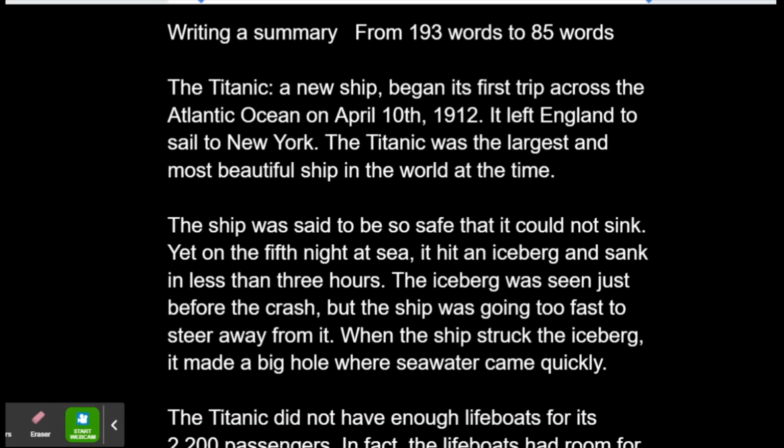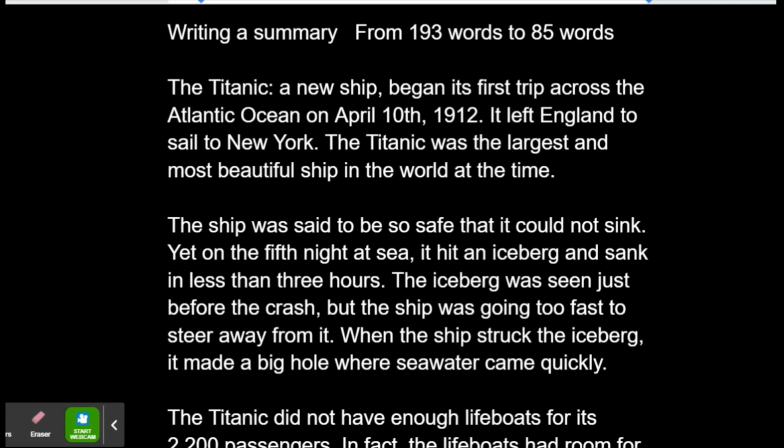The Titanic, a new ship, began its trip across the Atlantic Ocean on April the 10th, 1912. It left England to sail to New York. The Titanic was the largest and most beautiful ship in the world at the time. The ship was said to be so safe that it could not sink, yet on the fifth night at sea it hit an iceberg and sank in less than 3 hours.